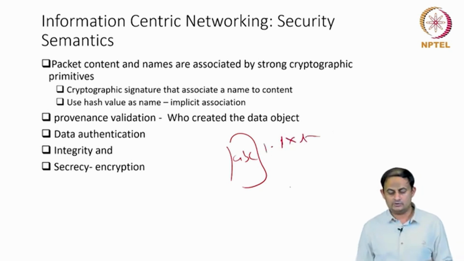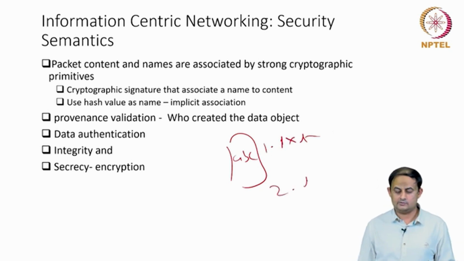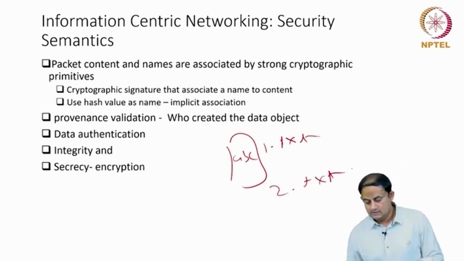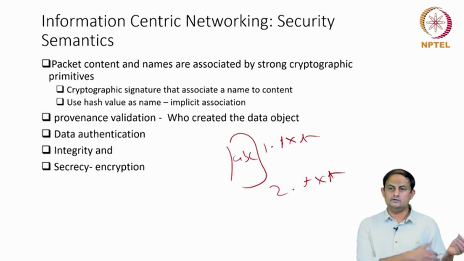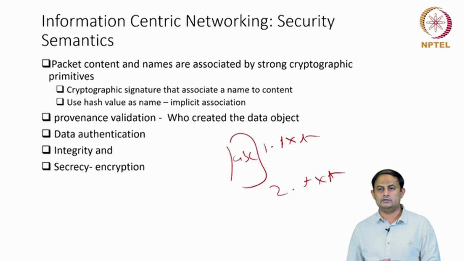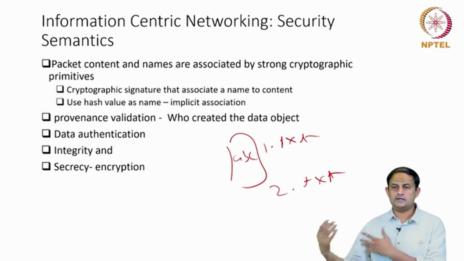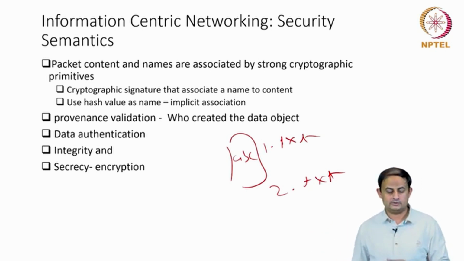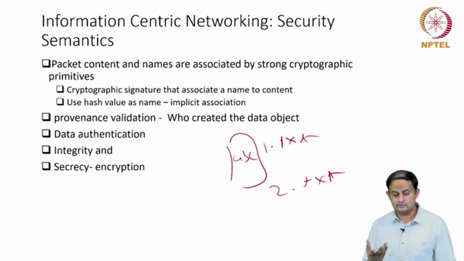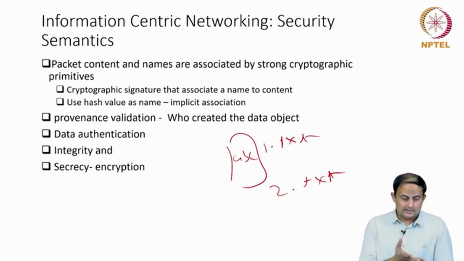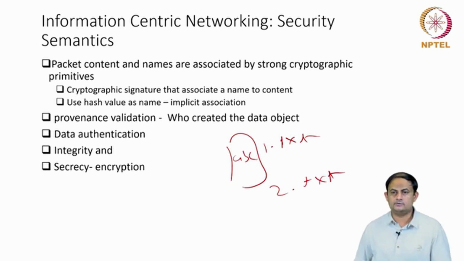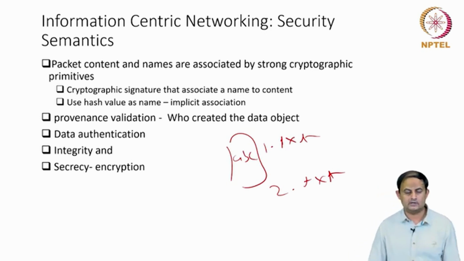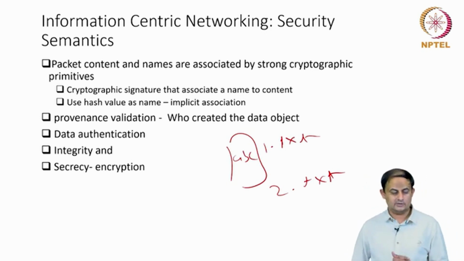Tomorrow some of the routers should not come and change this name to 2.txt. So even if the router changes it, the end consumer should be able to identify that this data is not authentic, which is the same as that generated by the producer who originally generated this data. So I can use digital signatures, I can use hashing mechanisms to name the content that we discussed earlier in order to bring this association.